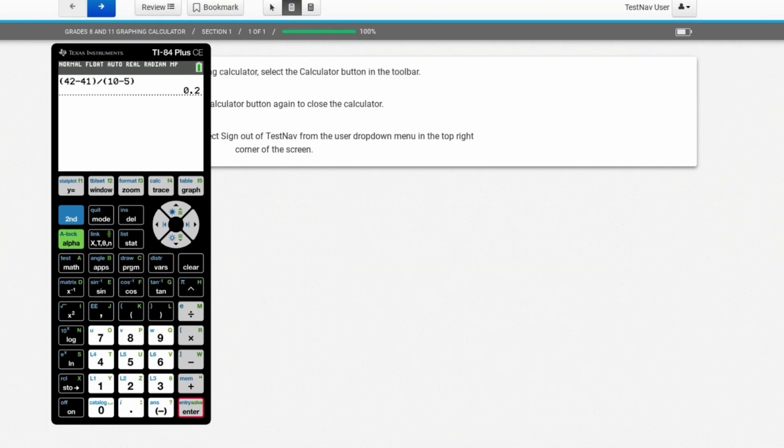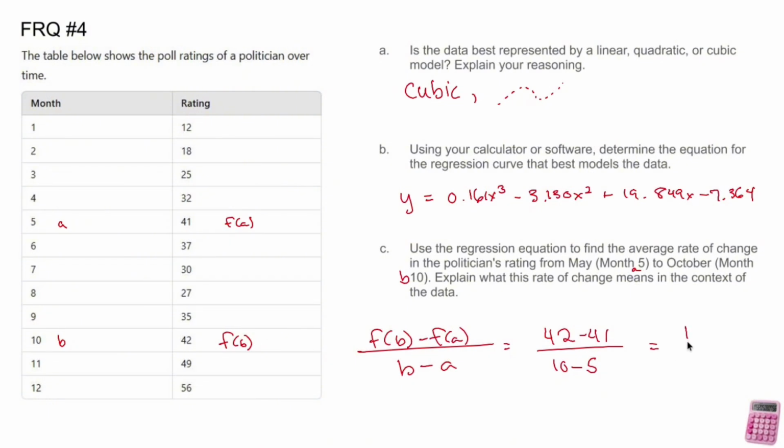All right, so we ended up with 0.2, which is also the same as 1/5. Explain what this rate of change means in the context of the data. That means that you only averaged 1/5 of a point in your rating in these 5 months. So this was only a 1/5 ratings increase over that interval. Not much, but that's what it means.